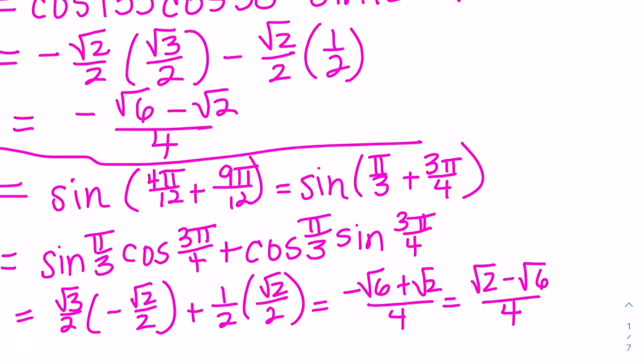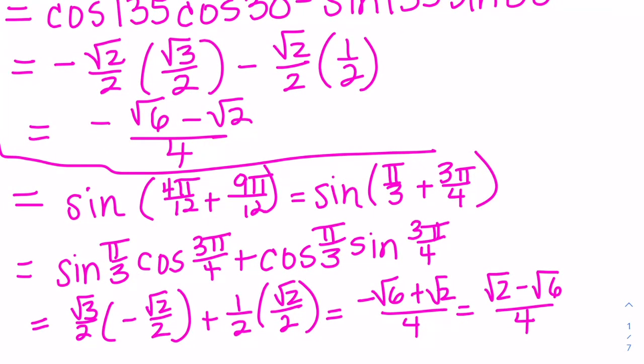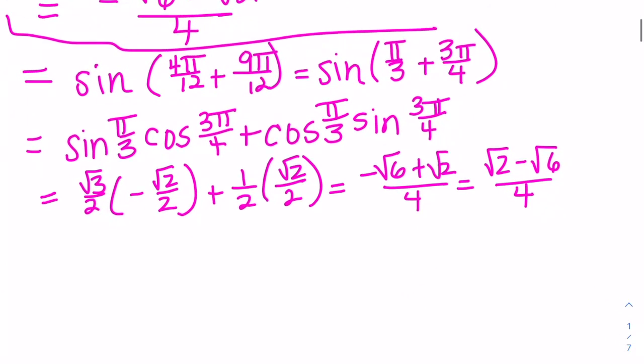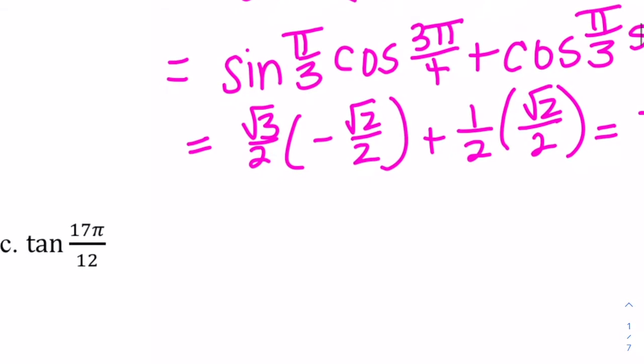And if you notice, we're having those same values, the root 6 and the root 2, because we're having a 30, 60, 90 and a 45, 45, 90. So we're going to have some of those common ratios.